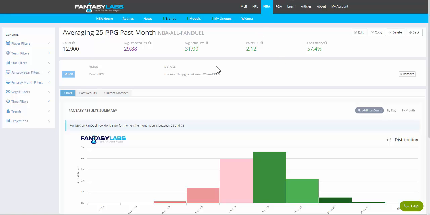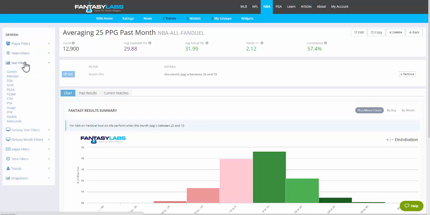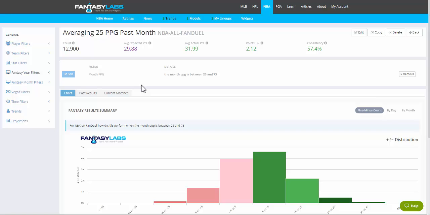So plus minus is one of the main components behind our trends tool, where we basically open up our database of stats, and you can look at all these different stats and run different queries to find value on players that adjust for how many points they should actually score in those situations given their cost. So I'm looking at FanDuel basketball players who have scored at least 25 fantasy points per game over the past month. Based on their collective salaries, we'd expect them to score 29.88 points. They've actually scored 31.99 points. That's a plus minus of 2.12.